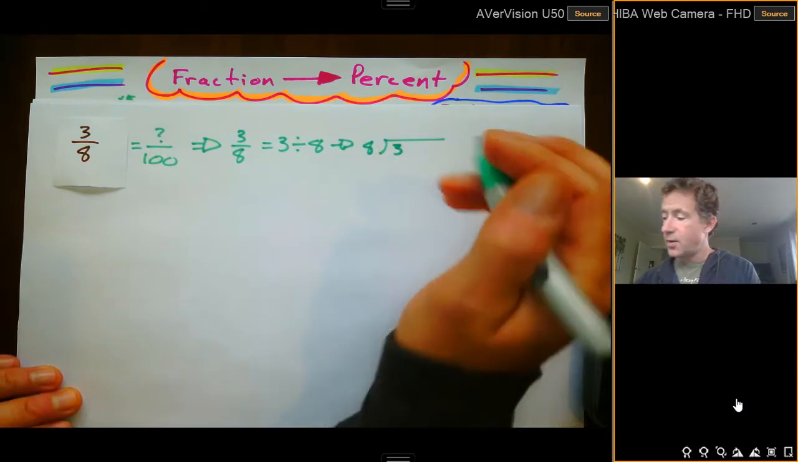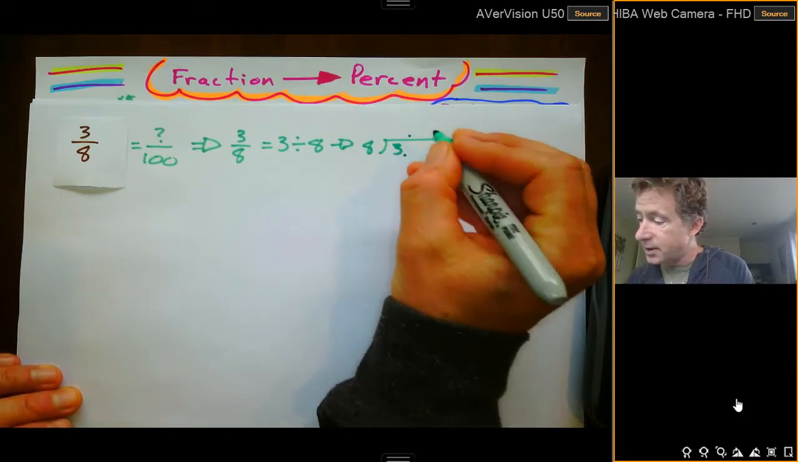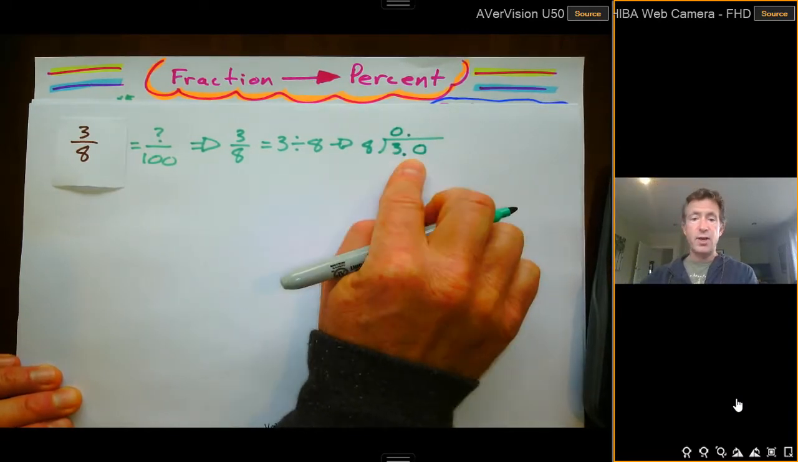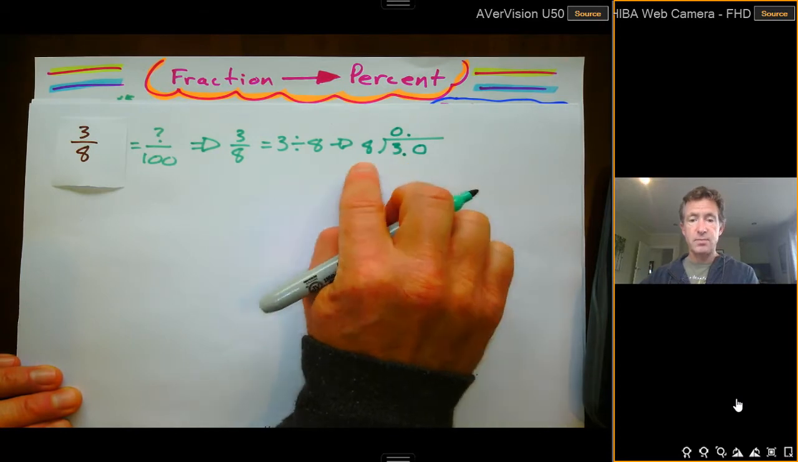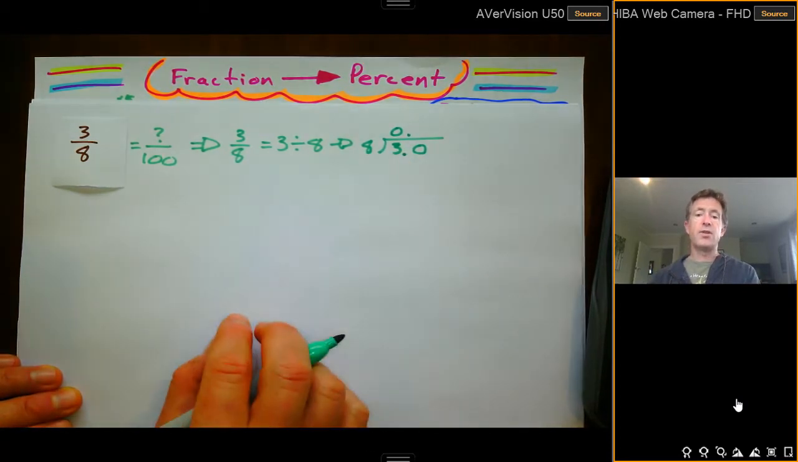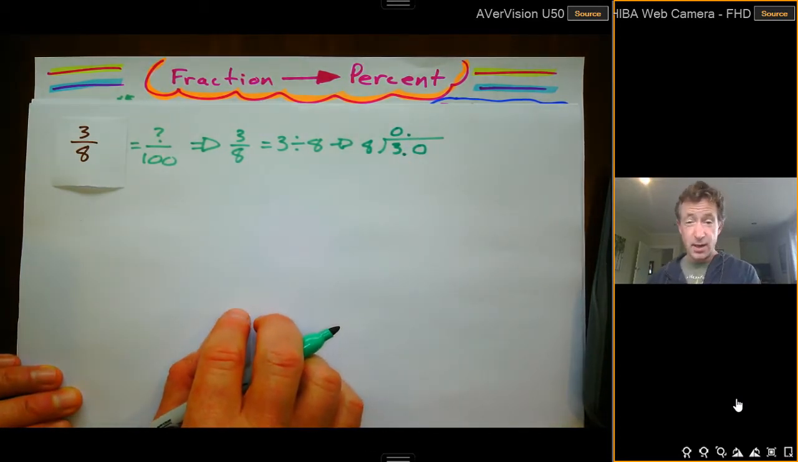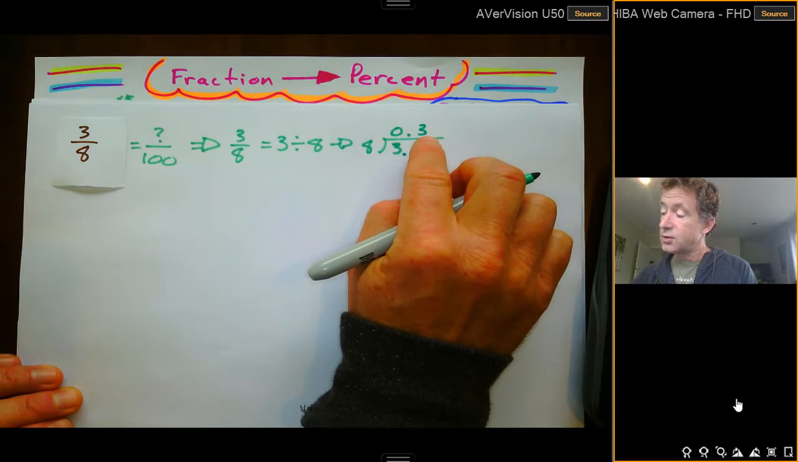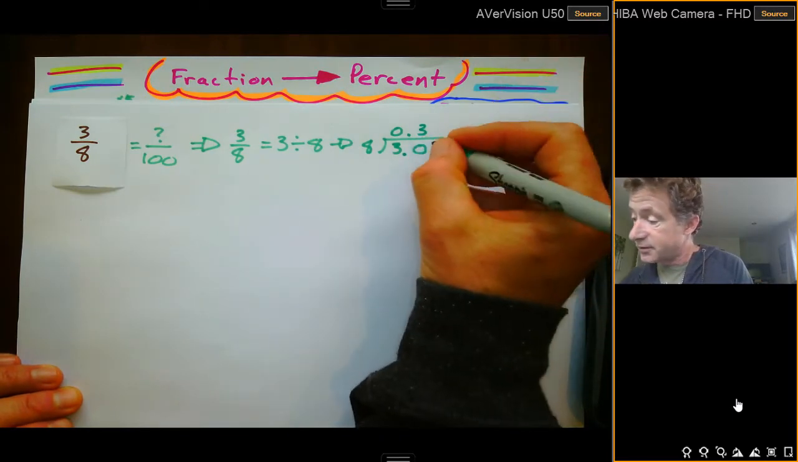All right, so we go 8 doesn't go into 3, so we add a decimal point, we add a leading 0, we add a 0 there, and we go, well, 8 goes into 30. Now I know it's not really 30, but just play along with me here. 8 goes into 30 3 times, and 8 times 3 is 24, so it'll have 6 left over.